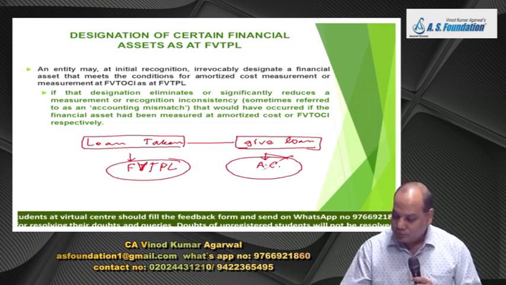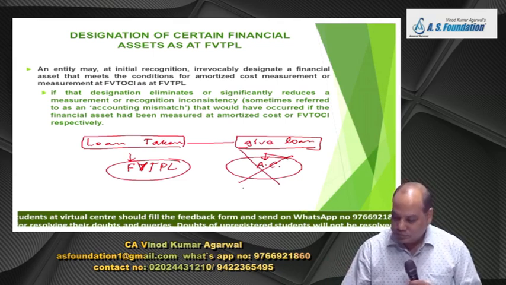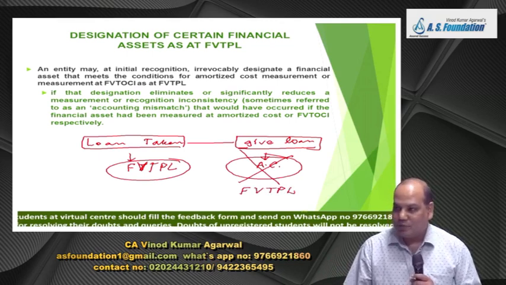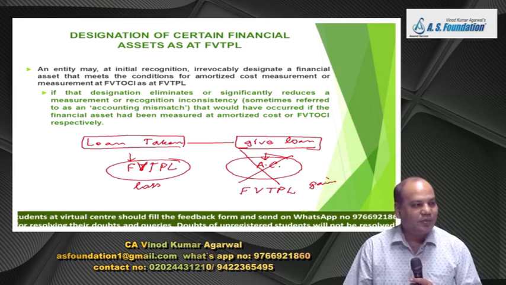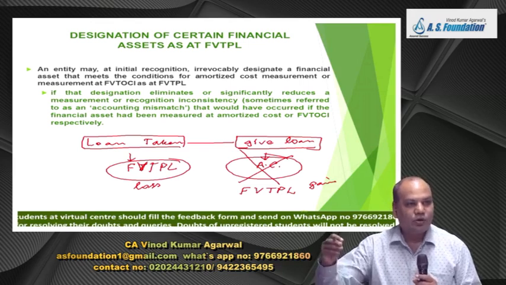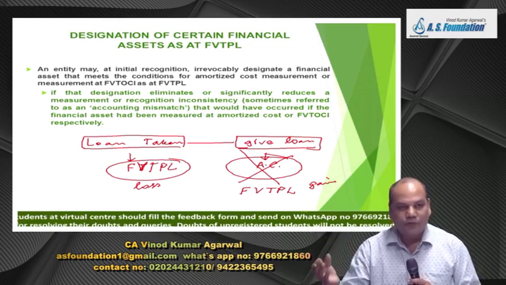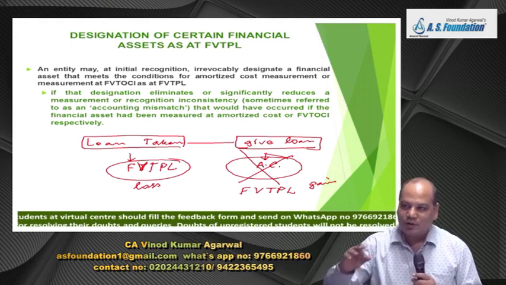So what you will do, instead of classifying it as amortized cost, why don't you classify this also as FVTPL? So what will happen? If there is a loss in this instrument, it will be compensated by a gain in this instrument. Is it right? Because one is the asset, the other is a liability. So if the interest rate goes up, the value of your asset and liability both will decrease. So loss on asset, gain on liability.